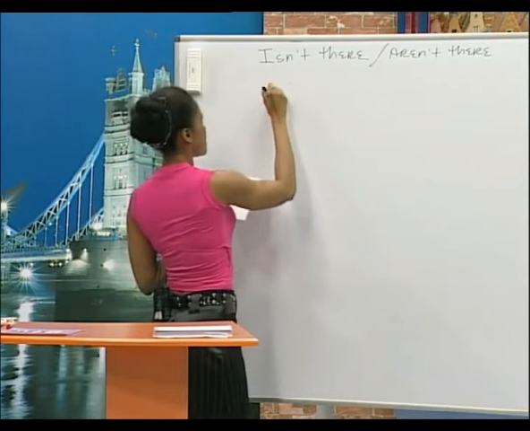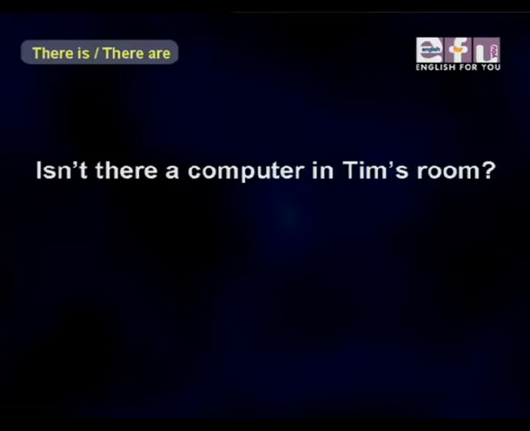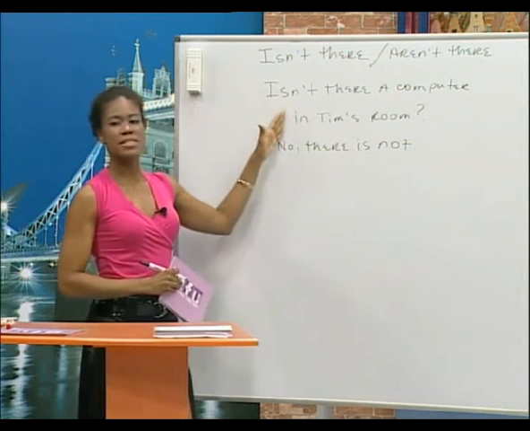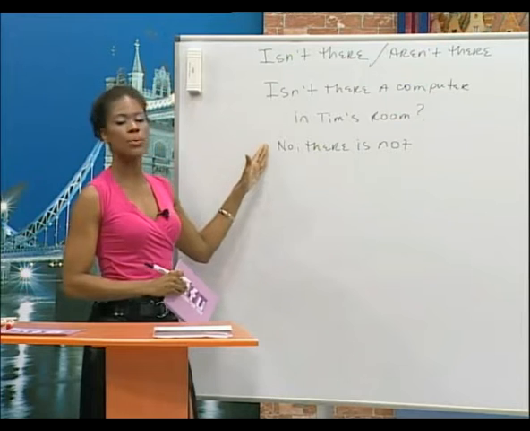Here are some examples. Isn't there a computer in Tim's room? No, there isn't. Isn't there a computer in Tim's room? No, there is not.